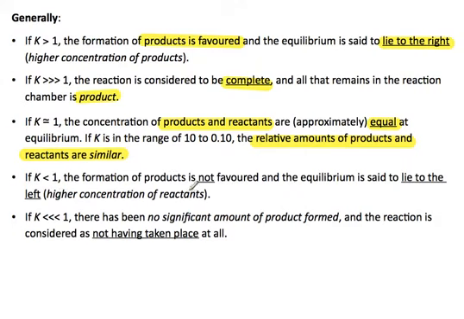If K is less than 1, formation of products is not favored. Equilibrium lies to the right, or sorry, lies to the left, higher concentration of reactants. This is when K is less than 1. K much less than 1, no significant amount of product forms. The reaction is considered not to have taken place. Again, generalization, you're always going to have a very small amount of product formed, but the concentration of reactants is so much higher, and that's when you get a very small value of K.